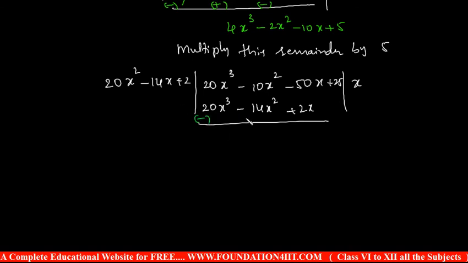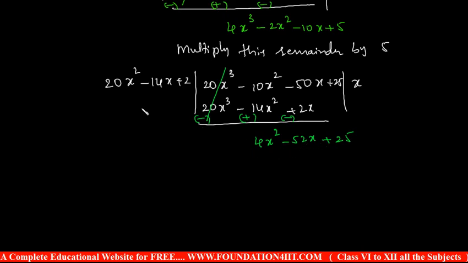So it's minus plus, this becomes minus. Change the sign, is cancelled. Then 10 minus 10 plus 14, okay, that is 4x square minus 50 minus 2, minus 52x plus 25. If there is any common, we can take.